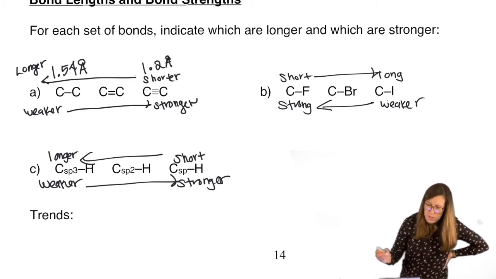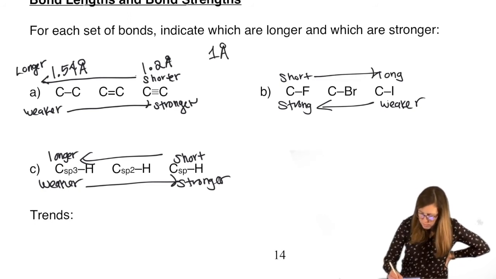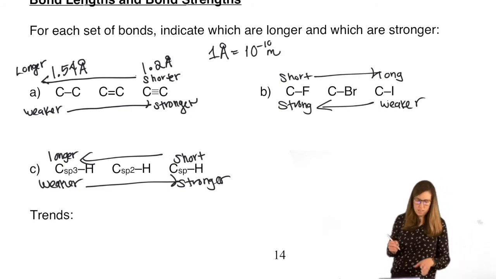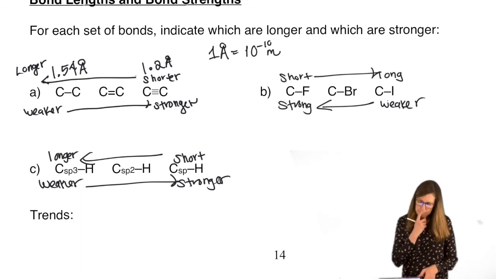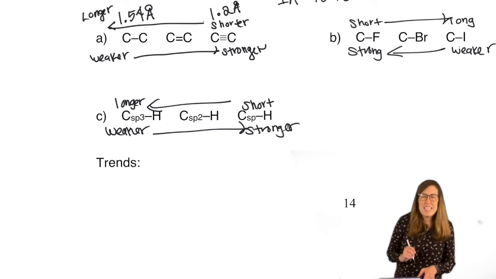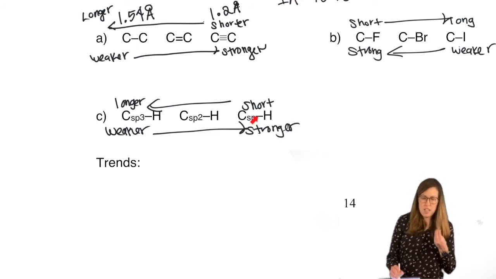Just a few other little things, in case you're not familiar with angstroms. 1 angstrom is 10 to the minus 10 meters. So an angstrom is our unit for bond lengths. These over here have a relationship with what's called s character. So notice that when we have more s character, the bond is shorter. Notice that phrase I'm using, s character.